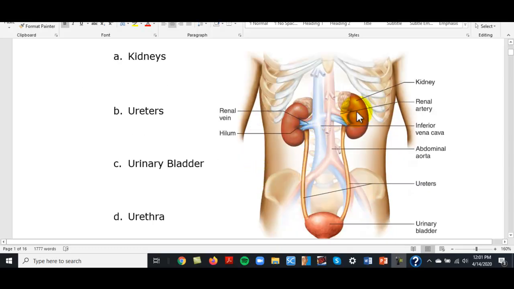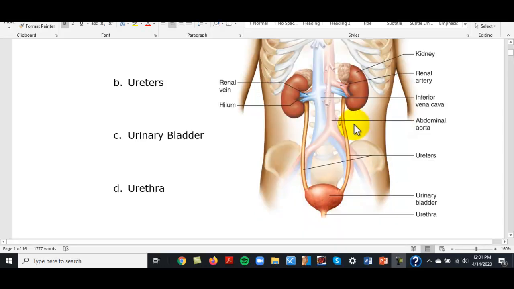So starting here are the kidneys. Now these are the adrenal glands that sit right on top of the kidneys. Here's the left kidney, here's the right. These tubes that come down are the ureters. They connect the kidneys to the bladder. Kidneys form urine. The way it gets down to the bladder is through the ureters. And then there's the bladder and there's the urethra.